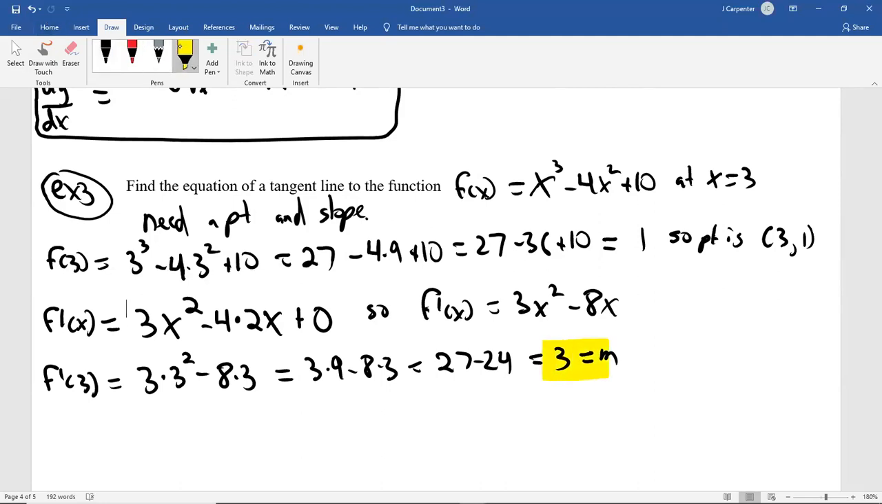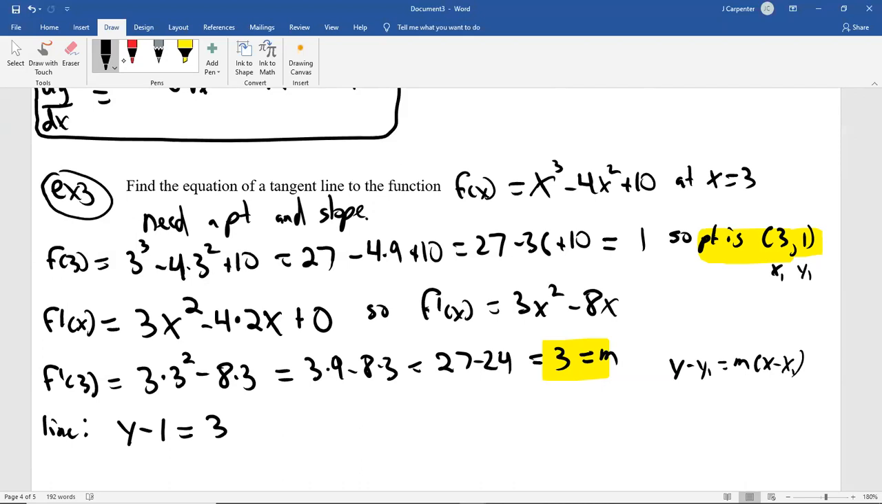Now that we have our slope and our point, we just plug those into, for the 30th time, y minus y1 equals m times x minus x1, and solve it for y. So our line becomes y minus 1, that's the y1, equals the m, which is 3, as we just found, times x minus, and the x value was 3.